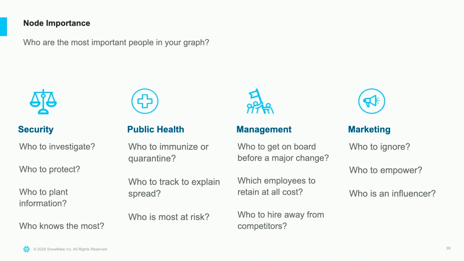Maybe you work in public health, and your job is to help people not get sick. So who do you immunize? Who do you quarantine? Where are the people that move diseases from one community to another, especially in a place like San Francisco? Who do you track to explain that disease spread, right? And who is most at risk? Is it just elderly? Is it young kids? Is it people who just refuse to be vaccinated? Like, what is going on? How do you identify these folks, and how do you help them?